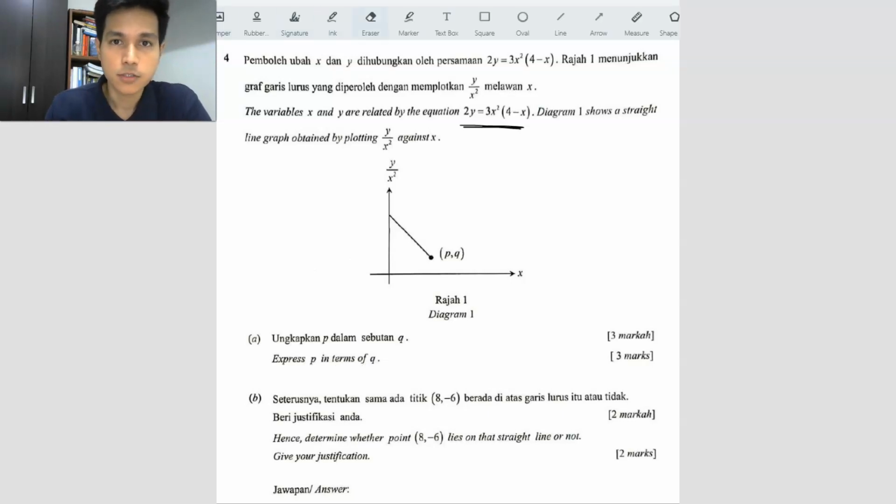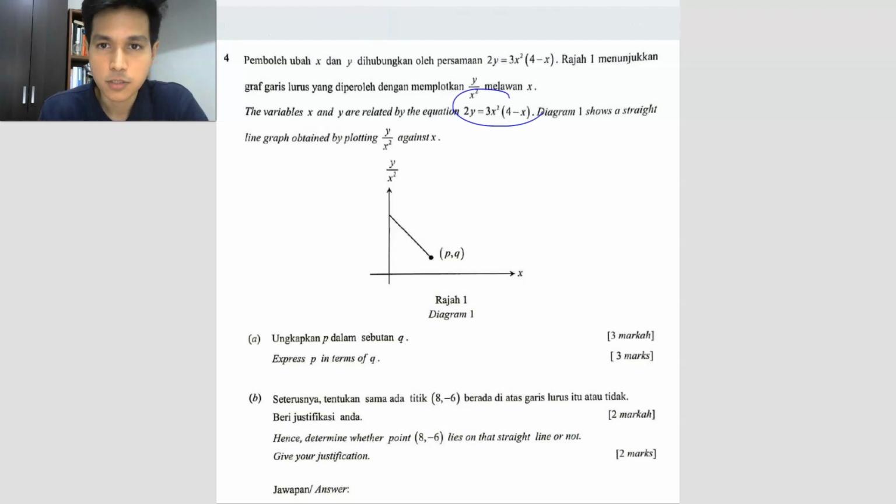So to get the equation, they already gave you the equation here. You need to know how to make this equation suitable for this graph. Why? Because if you notice, it's all messed up, right? Here is y, here is x squared, here is x. We have to make it in the sense of y equals mx plus c. We have to make it in this form.